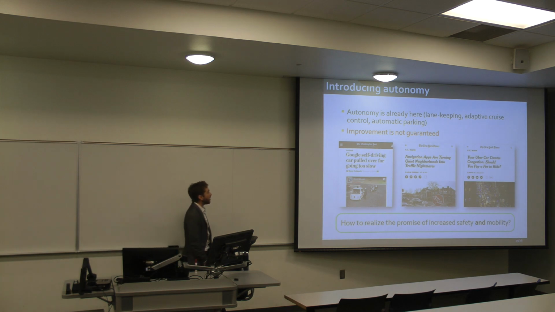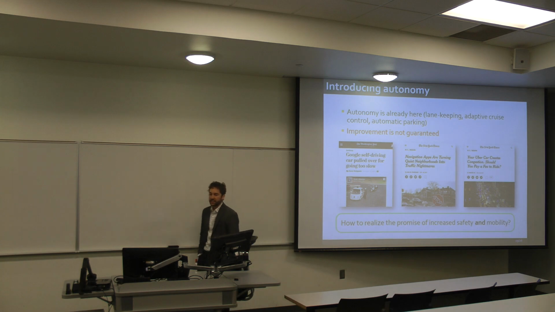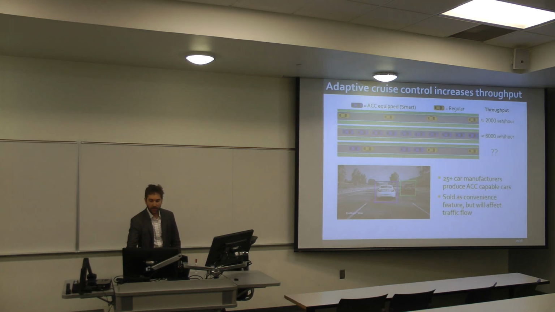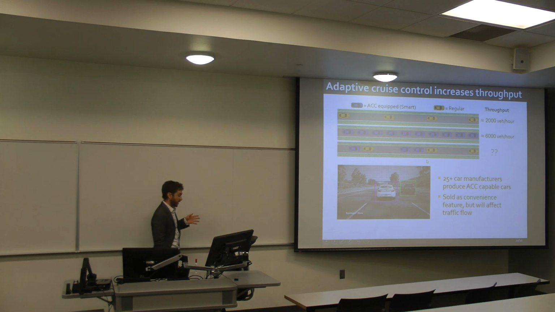And so the question is how can we realize the promise of increased safety and mobility in these systems in a formally correct, or at least mathematically grounded way. So we're going to look at one particular version of this. Let's suppose we have adaptive cruise control in our network, and suppose we have throughput gains, so that if you have enough vehicles running adaptive cruise control, you do experience increased throughput, right?